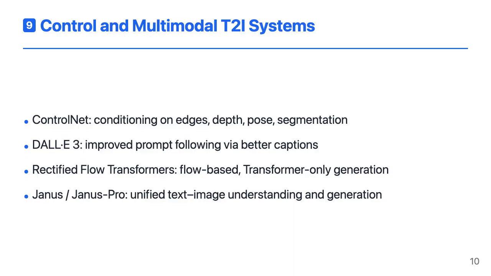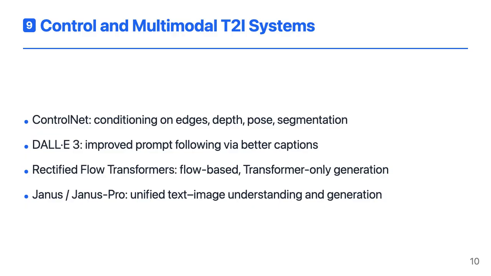ControlNet showed how to bolt structured conditions like edges, depth maps, or human poses onto a pre-trained Stable Diffusion model without destabilizing it. DALL-E 3 focused on better prompt following by first training a strong image captioner, then using its detailed captions to train the generator. Rectified flow transformers proposed a simpler, flow-based alternative to diffusion that still scales well with transformers.